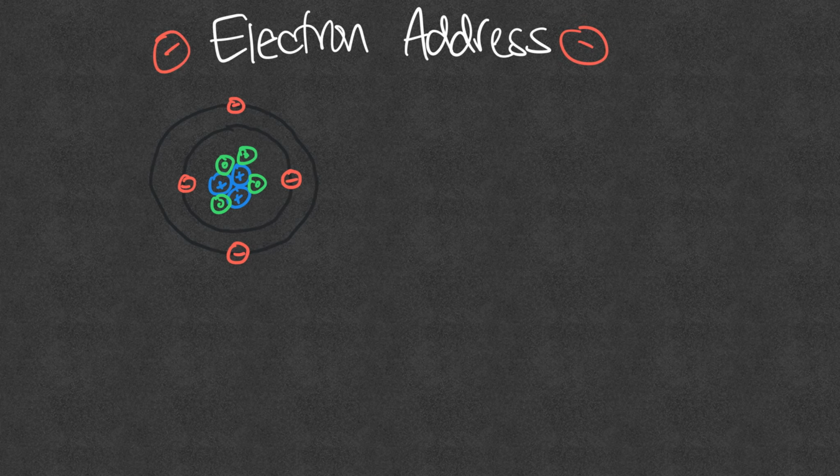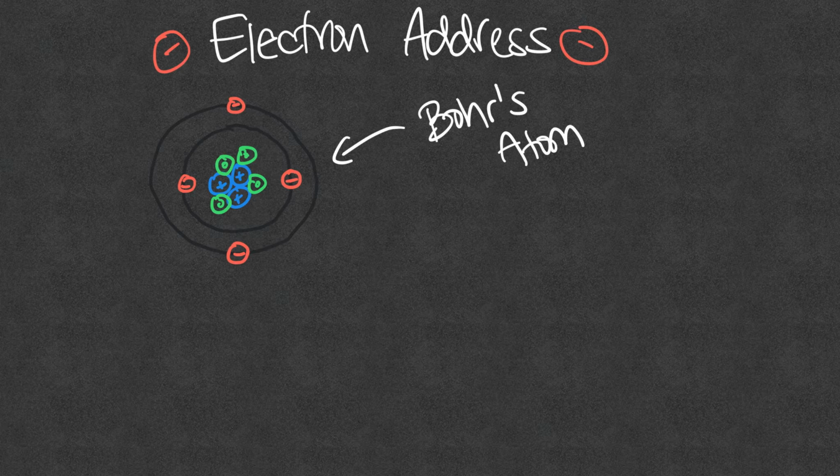Hey guys, so in this video we're going to look at electron addresses. We kind of spoke about this in the past. We have Bohr's model of the atom, and here is just an example of it. We now know that the atom technically doesn't even look like this at all.